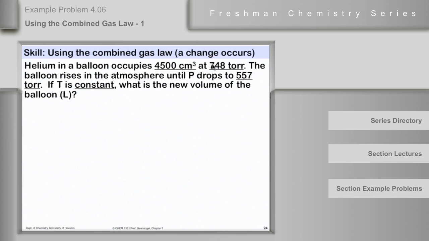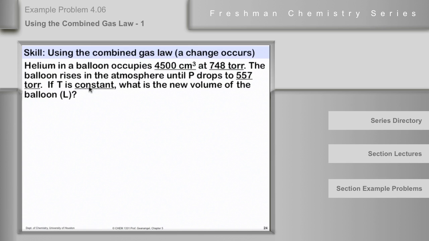So this is sort of P1 and this is sort of P2. And this is V1, and the question says, what's the new volume? So we're going to solve for V2 here. What's constant? Well, it's assuming that the temperature is constant. Isn't likely to be actually true, but for purposes of making this simple, we can assume it. So the temperature is constant, T1 equals T2, and we can cancel them out.